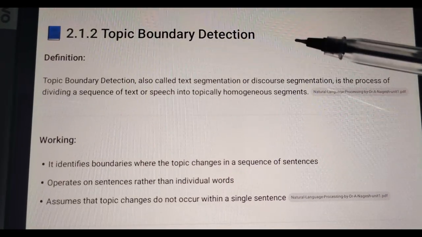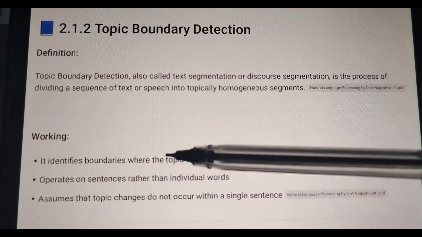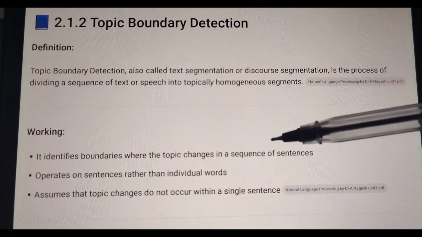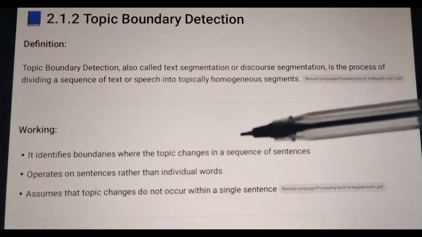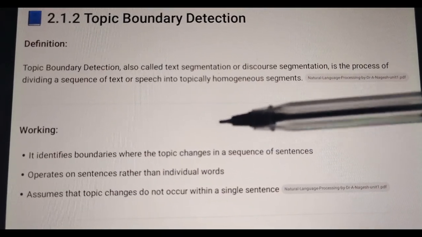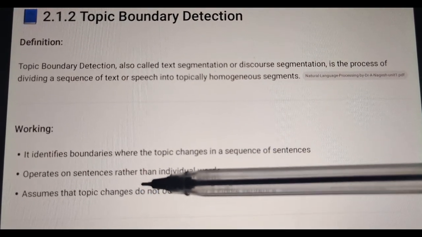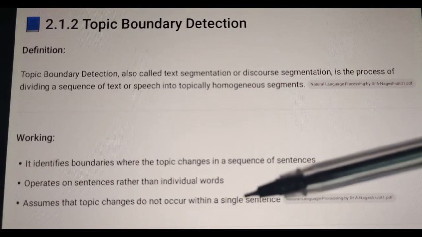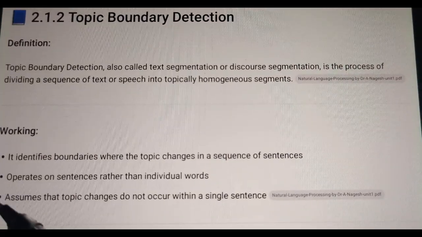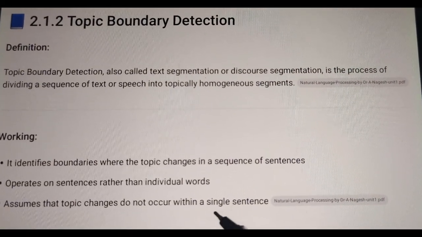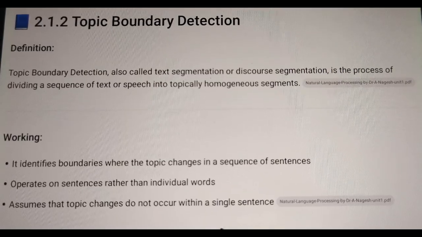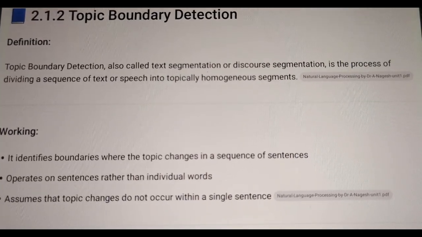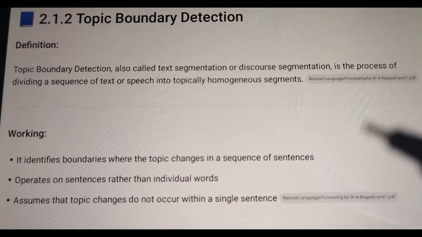Coming to the working of topic boundary detection, it identifies boundaries where the topic changes in a sequence of sentences. That is what we talked about, right? When the topic changes, we have to identify a boundary. It operates on sentences rather than individual words. So it mainly focuses on sentences and not on individual words. It assumes that topic changes do not occur within a single sentence. So within a single sentence the topic won't be changed, right? It will gradually change as the number of sentences increases.